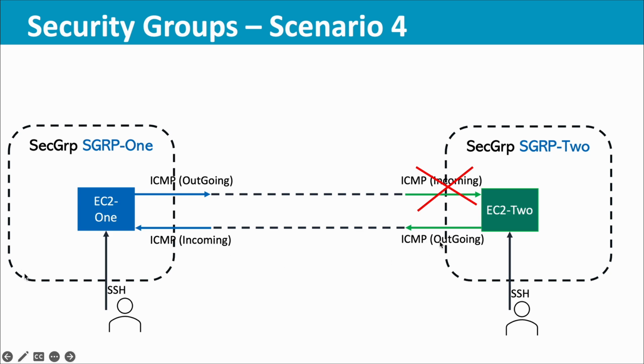The next thing we are going to test is I will re-establish both this incoming ICMP and outgoing ICMP in both security groups, and then I will remove this ICMP incoming in the second EC2. Then will ping work? No, it will not work because it will not be able to establish the connectivity in the onward direction itself. So let us see that.